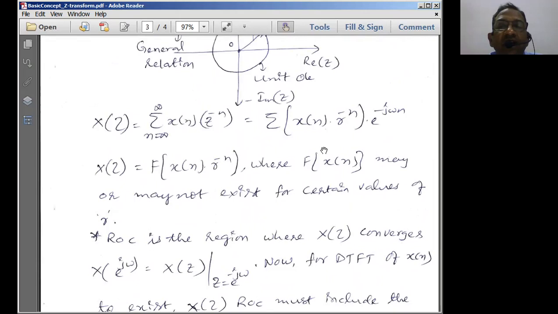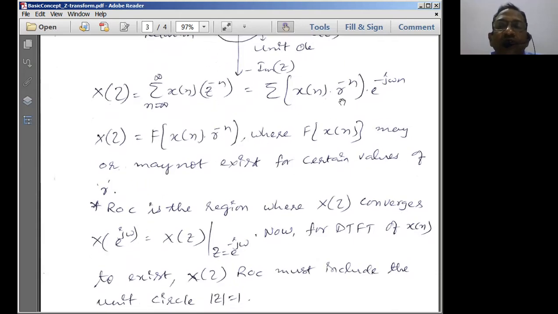So small z I can write as z equal to r into e to the power j omega n. So I can expand this with the power minus n, and I can write this as x of n into r to the power minus n e to the power minus j omega n. So finally, I can say X of z is equal to just like a Fourier transform of x of n into r to the power minus n.